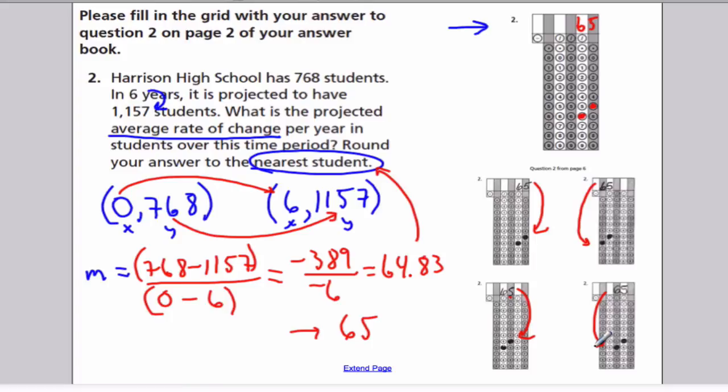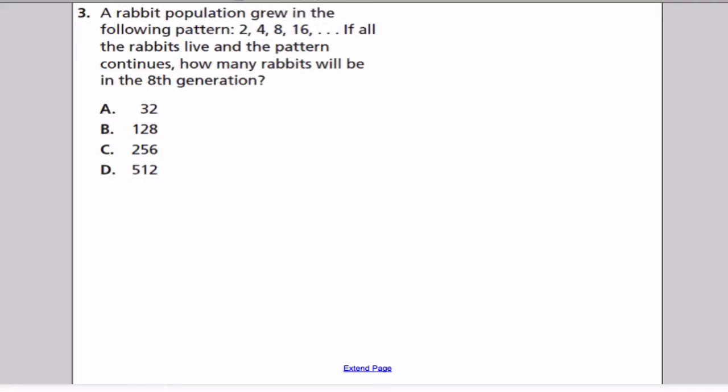Again, for this one, it was slope or rate of change. Let's move on to question number 3. A rabbit population grew in the following pattern: 2, 4, 8, 16, and so on. If all the rabbits live and the pattern continues, how many rabbits will be in the 8th generation?